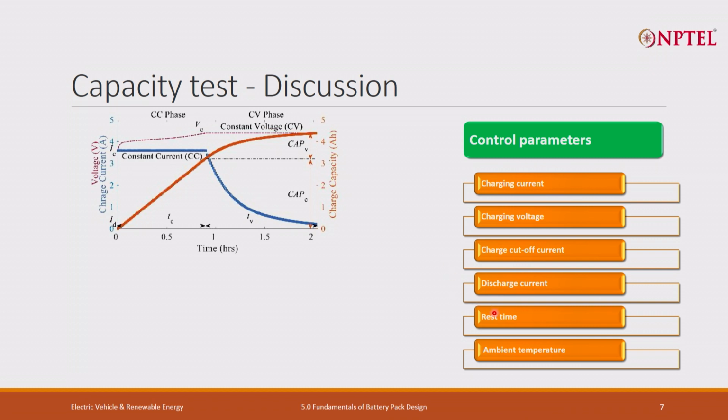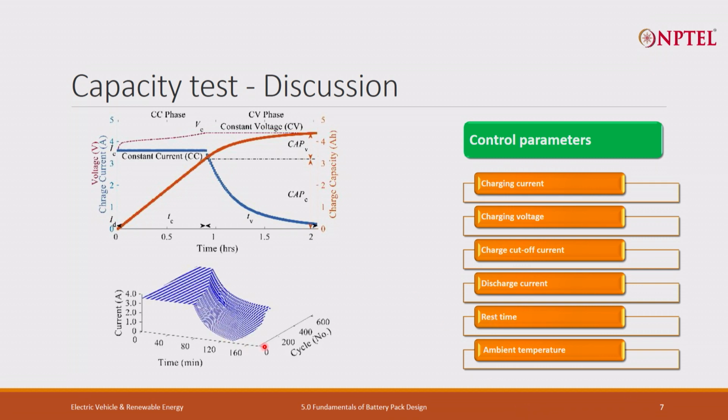And next, the rest time. This is the rest time between your charging and discharging. When you do the capacity test, you first charge the battery and then discharge it. So how much time do you wait in between charging and discharging? And last is the ambient temperature. This is the temperature at which the cell is kept. You should ensure that before you start the test, the cell has been soaked at the temperature for about 2 hours or so, so that the cell is actually at the test temperature.